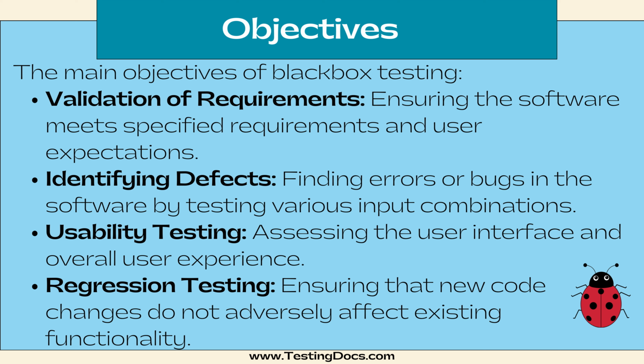The main objectives of black box testing: validation of requirements, ensuring the software meets specified requirements and user expectations. Identifying defects, finding errors or bugs in the software by testing various input combinations. Usability testing, assessing the user interface and overall user experience. Regression testing, ensuring that new code changes do not adversely affect existing functionality.